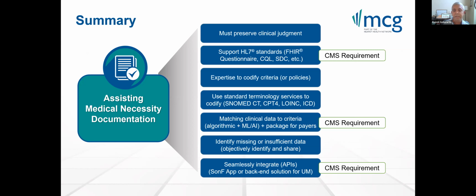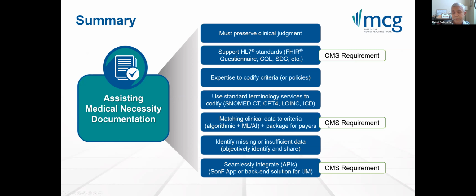And this needs to be revised annually, because you have a lot of evidence coming in. You have to make sure that you are incorporating proper evidence, and then you codify that criteria. So that is what MCG's bread and butter is. And we use terminology services as we codify, so that we can interact with a data set based on the value set. So this is part of our algorithm building. And then we use machine learning as appropriate, as I've shown you. And we package all this information in a way payers can use it and structure it if they wanted to create rules on top of it.